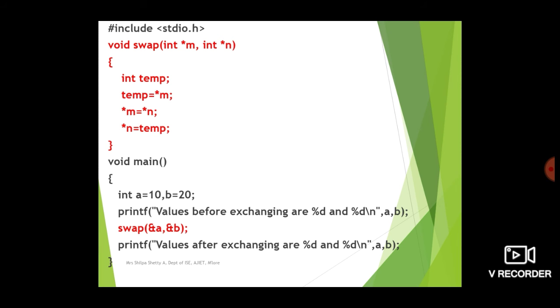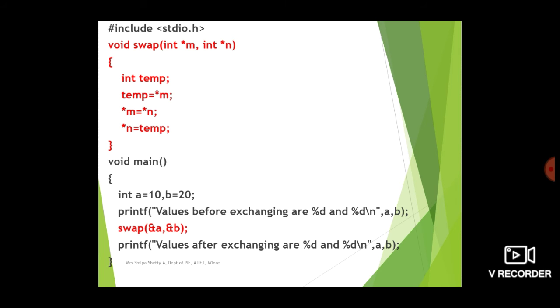*n is nothing but where n is pointing to, which is b. The value of b is 20. So *m is equal to 20. So where is *m? It is nothing but a. a becomes 20. Similarly, *n is equal to temp.